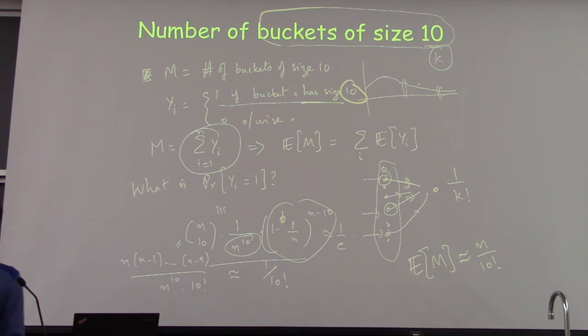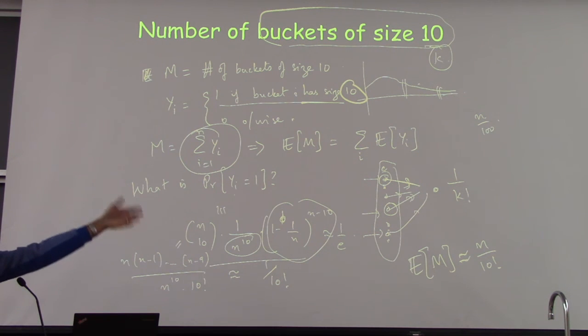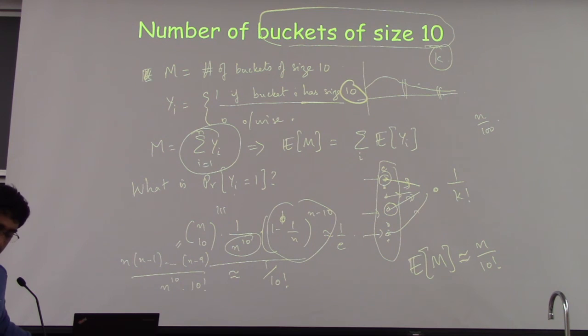Is this clear? At this point, you could ask all kinds of questions, right? You could say, what's the probability that I have n over 100 buckets of size 10? And you can use Markov to get a pretty good bound. That would be pretty unlikely. So you guys should think of questions like this and try to answer them.